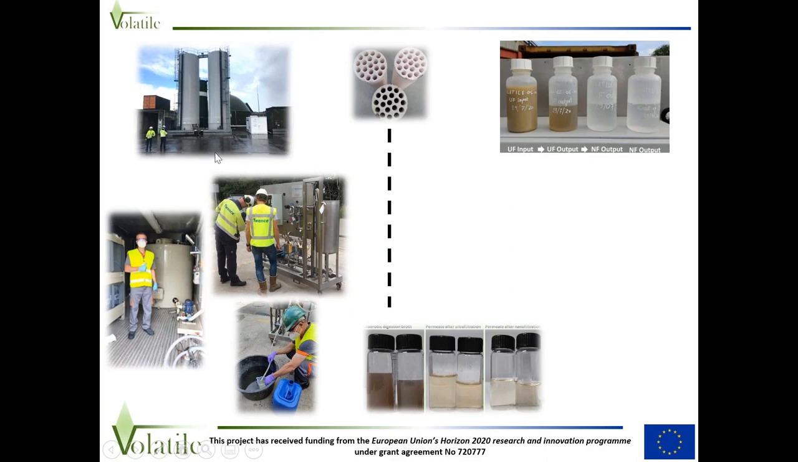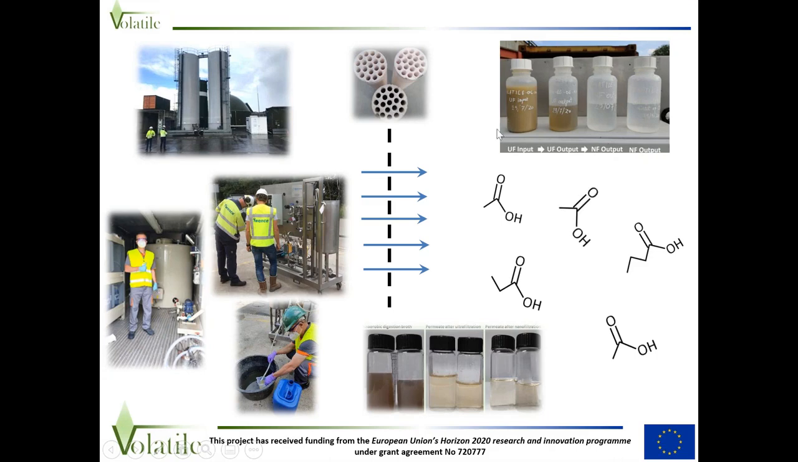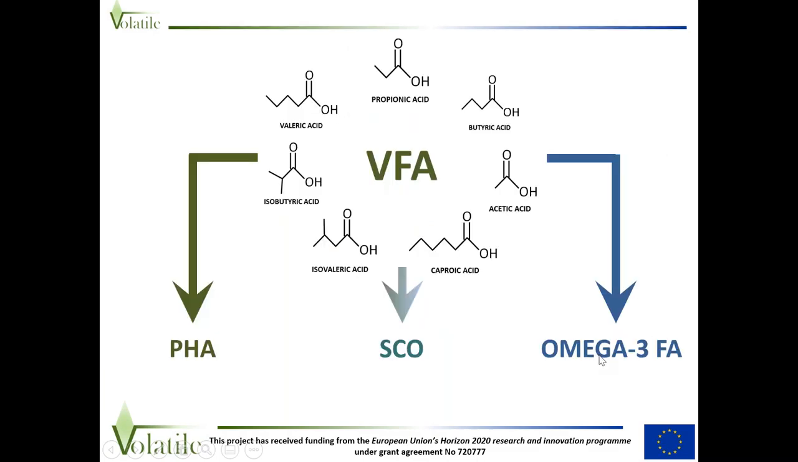As Thies was already showing, here we have our volatile fatty acid platform. It's seen here, the container, which is connected to the normal anaerobic digestion plant. And then what we did, we transformed organic waste into volatile fatty acids, which we were able to recover with membrane filtration, and which were then used as feedstock for polyhydroxyalkanoate, single cell oil, and omega-3 fatty acids.